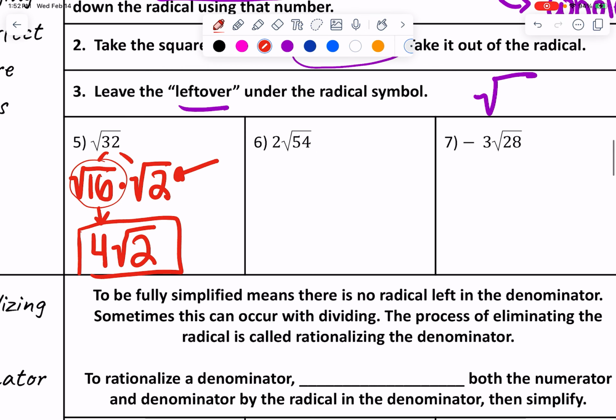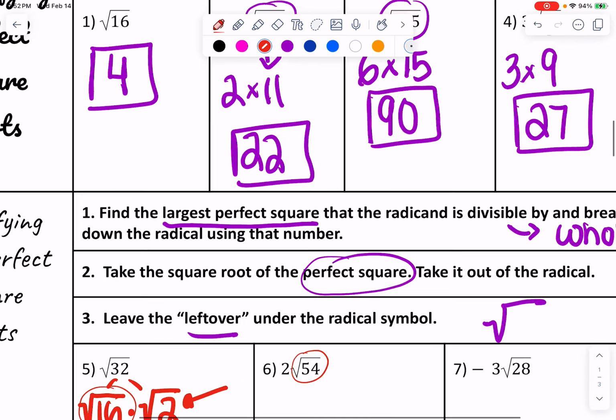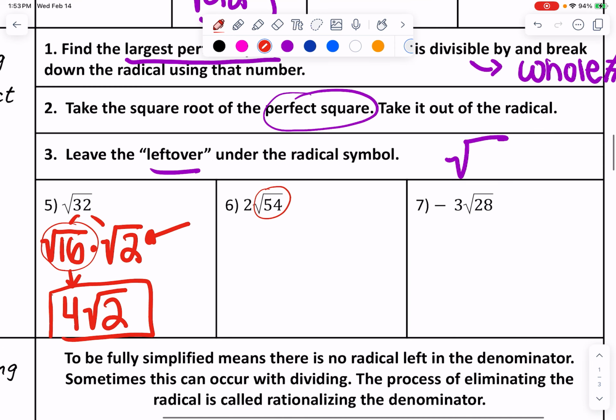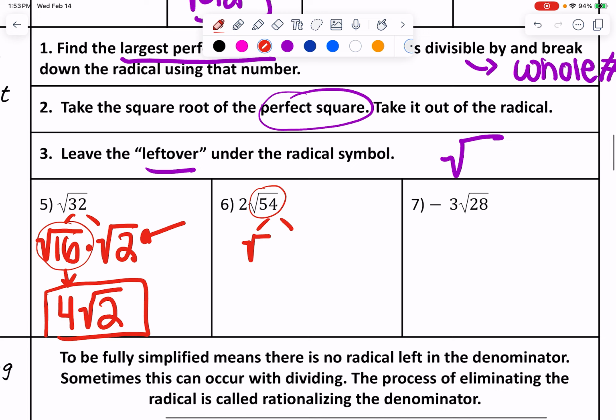Number 6, we're going to do the same thing. I'm not going to worry about the 2 right now. I'm going to worry about that square root of 54. Okay? So starting off with the square root of 54, you need to think about what number goes into 54. Starting with 4. 4 does not go into 54 because it comes out as a decimal. The next number, 9. 9 does go into 54. It goes in 6 times.